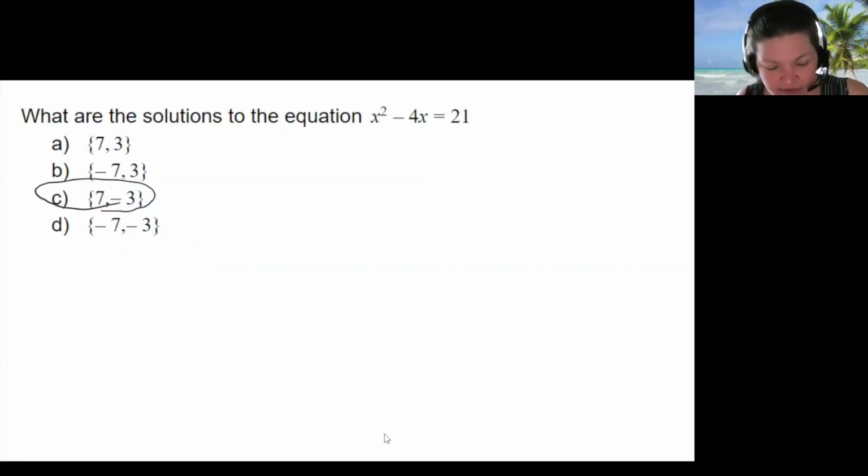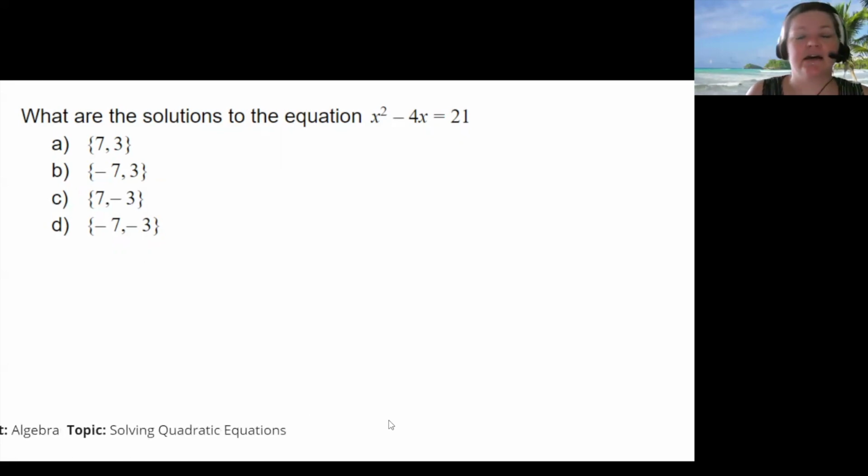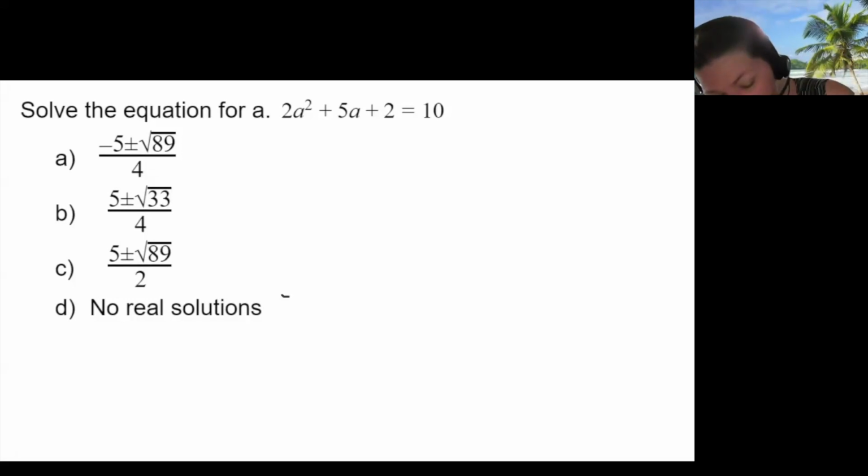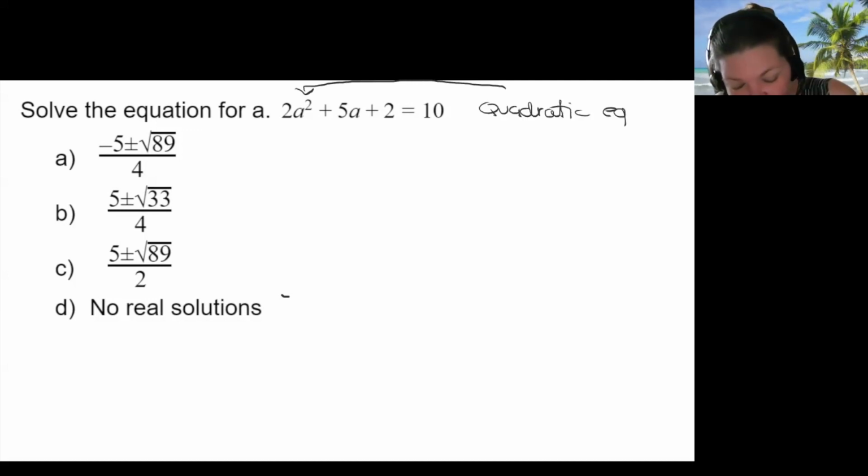With that being said though, remember I said the quadratic equation always works? Here is another equation, and guess what? You need the quadratic formula. Take a look. It says solve the equation for a, and I see 2a squared plus 5a plus 2 equals 10. Once again, you're going to notice, like Manal noticed last time, the square on there. This is a quadratic. But this was not the only clue. I was looking at a quadratic equation, guys.